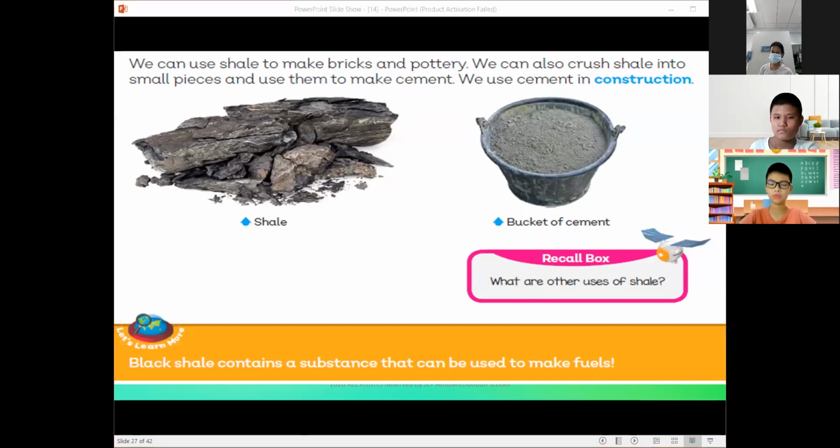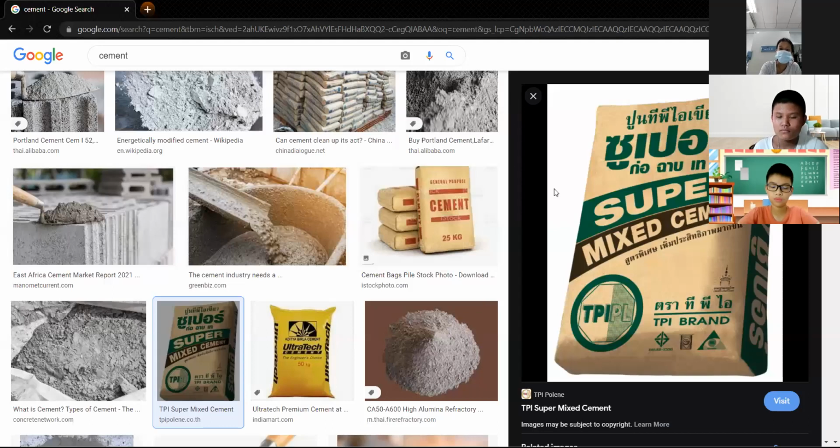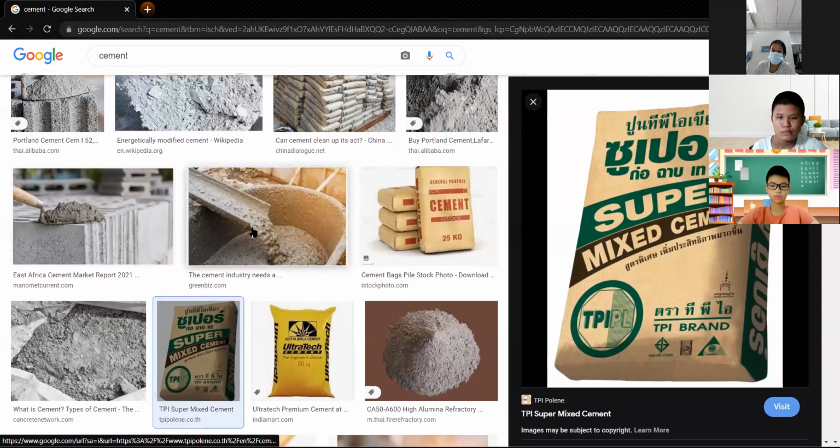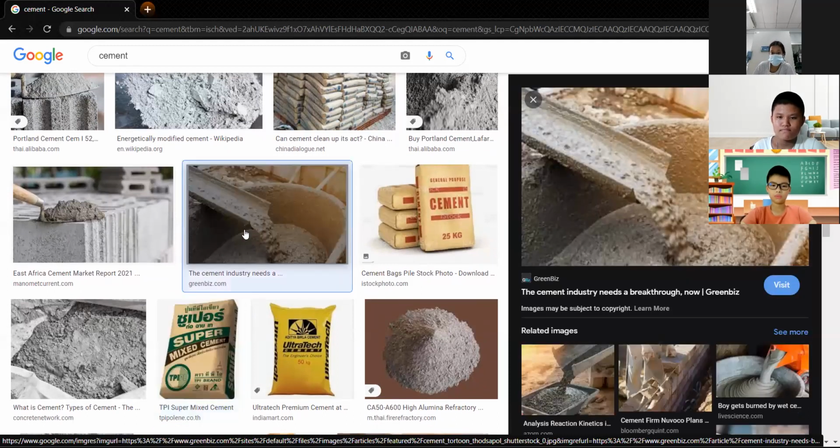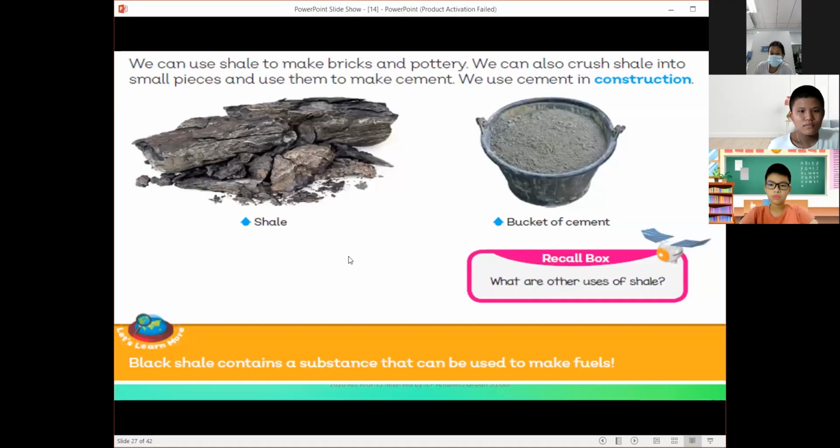So I think you know what cement is, right? Does anybody here not know what cement is? Anybody? Oh, you don't know what cement is? Okay, so I will just show you a picture of cement then. Cement is the one you can see here. Do you know what that is? How do you call that in Thai? What do you call this thing in Thai? ปูนซีเมนต์. All right. Thank you for sharing.